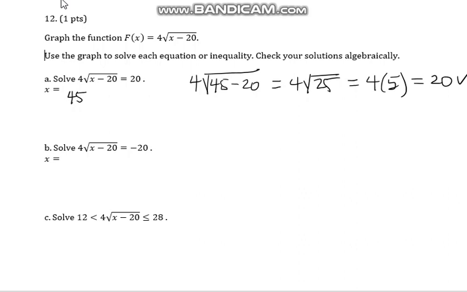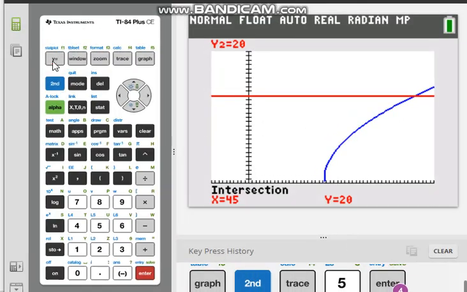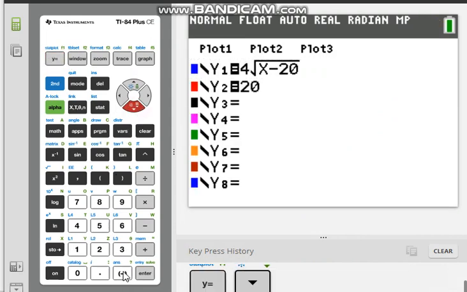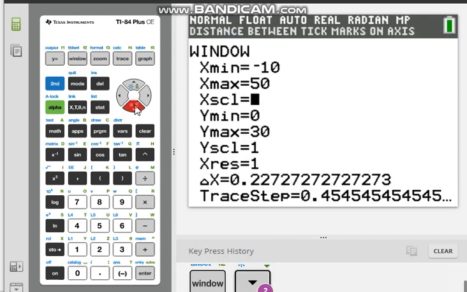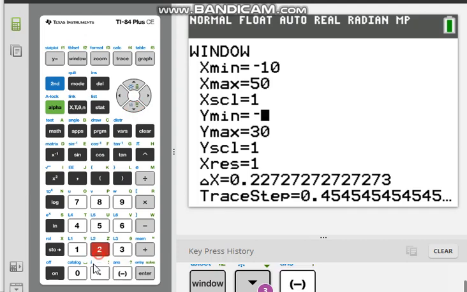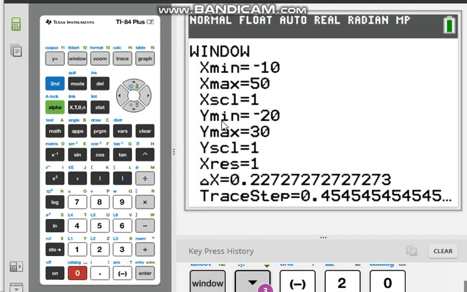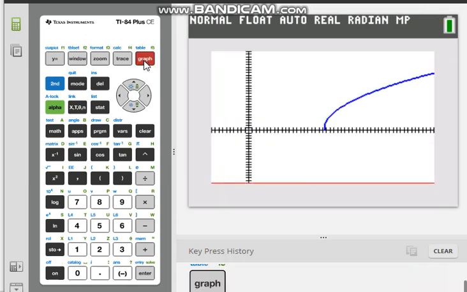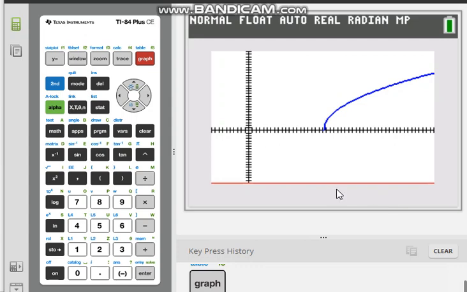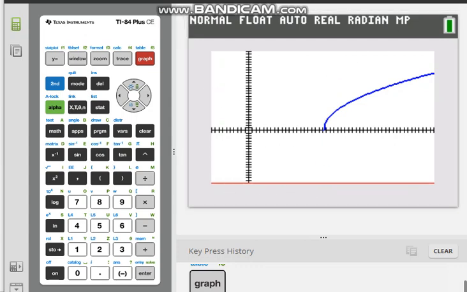In part B, we're asked to solve the equation when 4 times the square root of x minus 20 is equal to negative 20. So in y equals, I change y2 and make that negative 20. And then I'm also going to adjust the window because negative 20 is below the x-axis, so I need to see down there. So y min I set to be negative 20. And then hit graph. And you can see the curve and the line never intersect. And therefore, there's no solution to this equation.